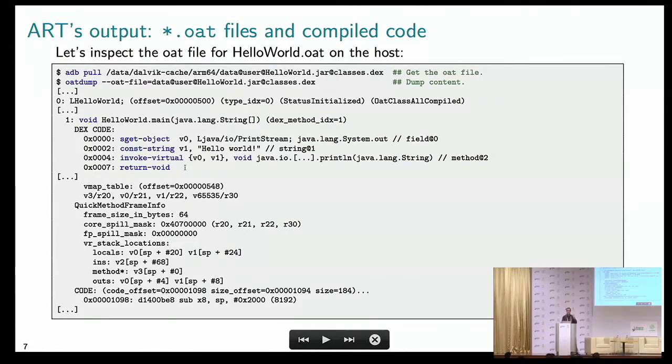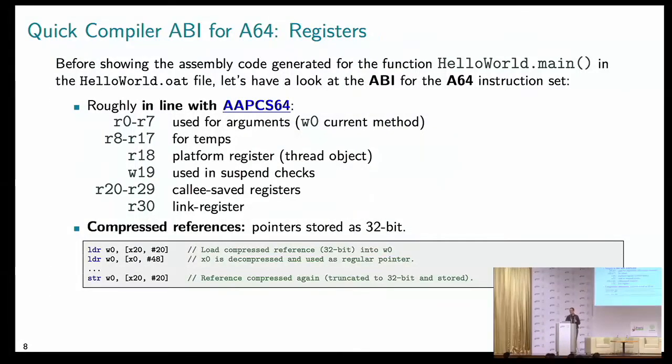Finally, the third element contained inside the OAT file is the native code. You see the last line here is an A64 instruction, sub x8, sp, 2000. I omitted here most of the native code generated, but I will return to this extensively later in the slides. Before doing this, I would like to have a look at the ABI for the quick compiler.